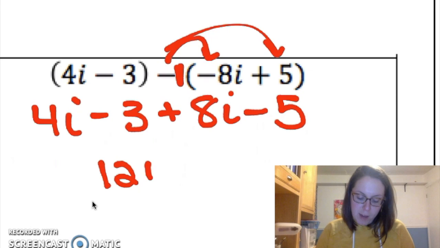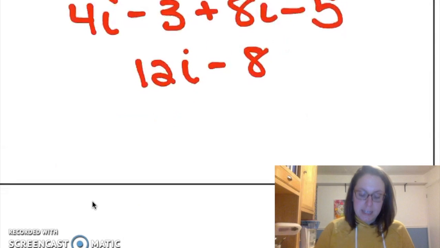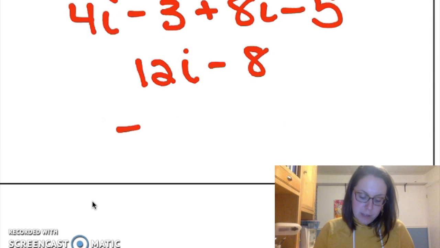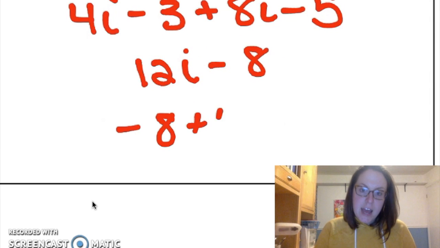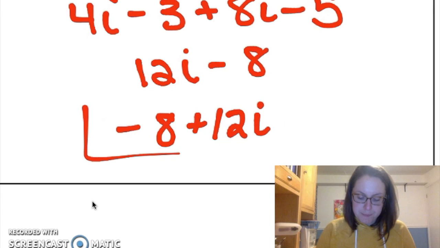4i plus 8i is 12i. Negative 3, negative 5 is negative 8. And typically you'll see this in a + bi form. So you'll see the real number part first and then the imaginary part second.